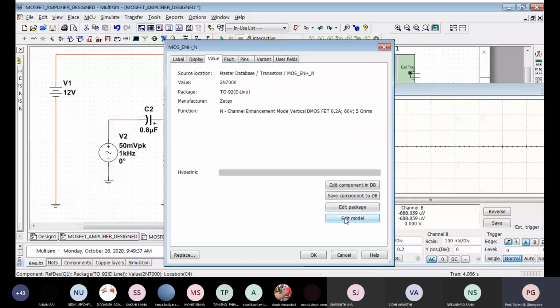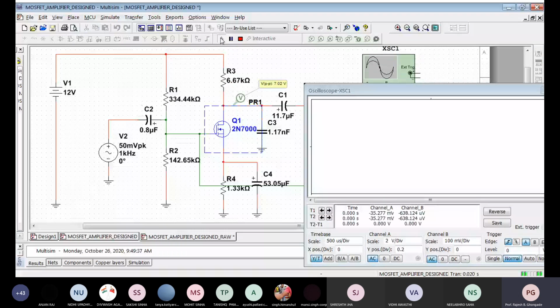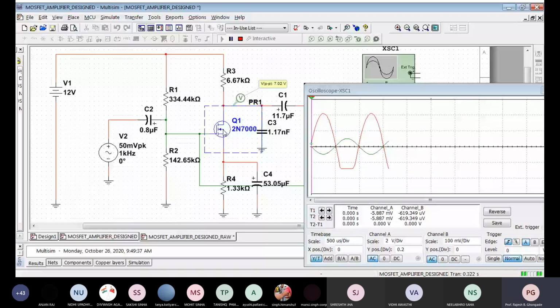I'm telling you why the performance is different, because it is quite possible that Multisim uses a slightly different model of the device which we have selected from the datasheet. There are so many different companies which manufacture this, but more or less they are the same, not exactly the same. Practically there is no distortion when we use 2N7000. Exactly, we will see what to do about that.